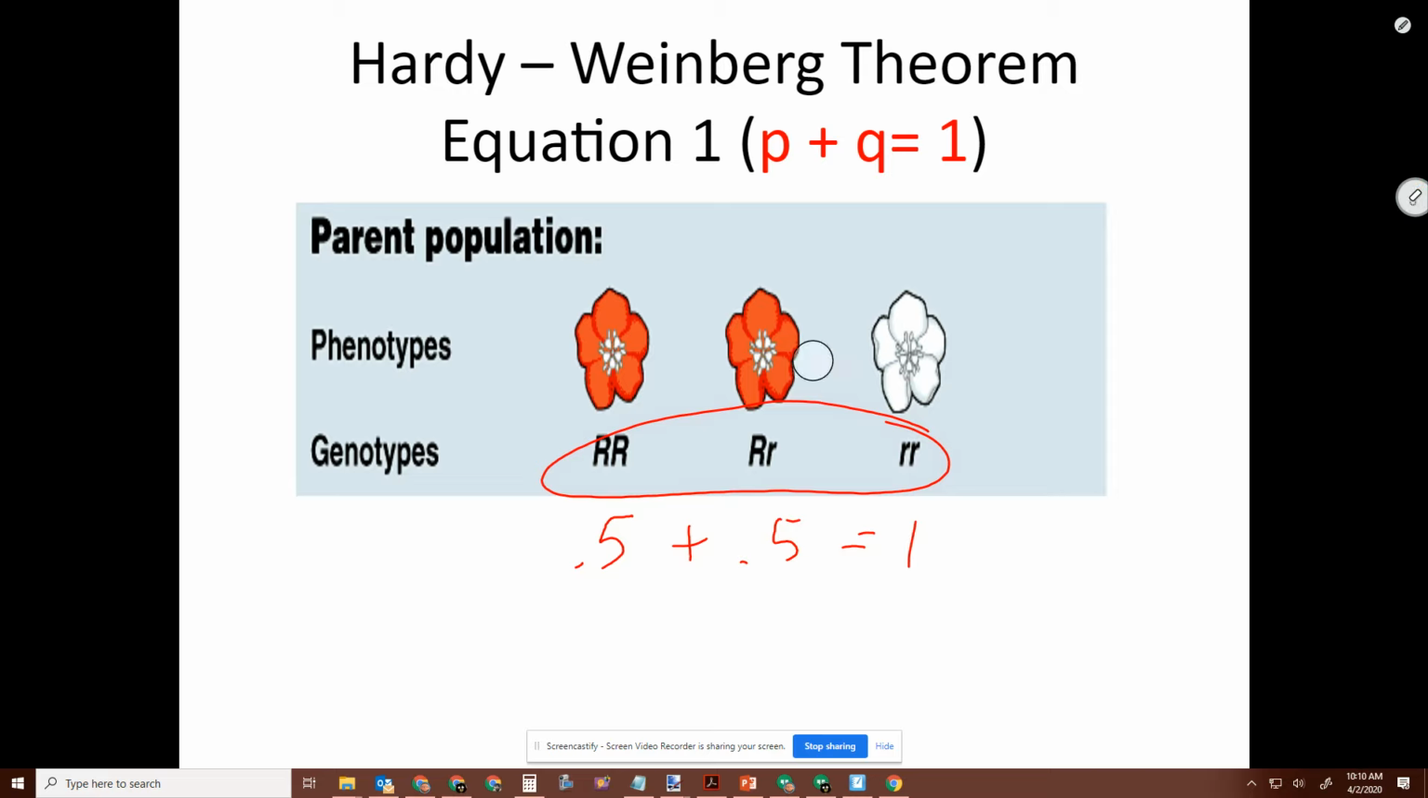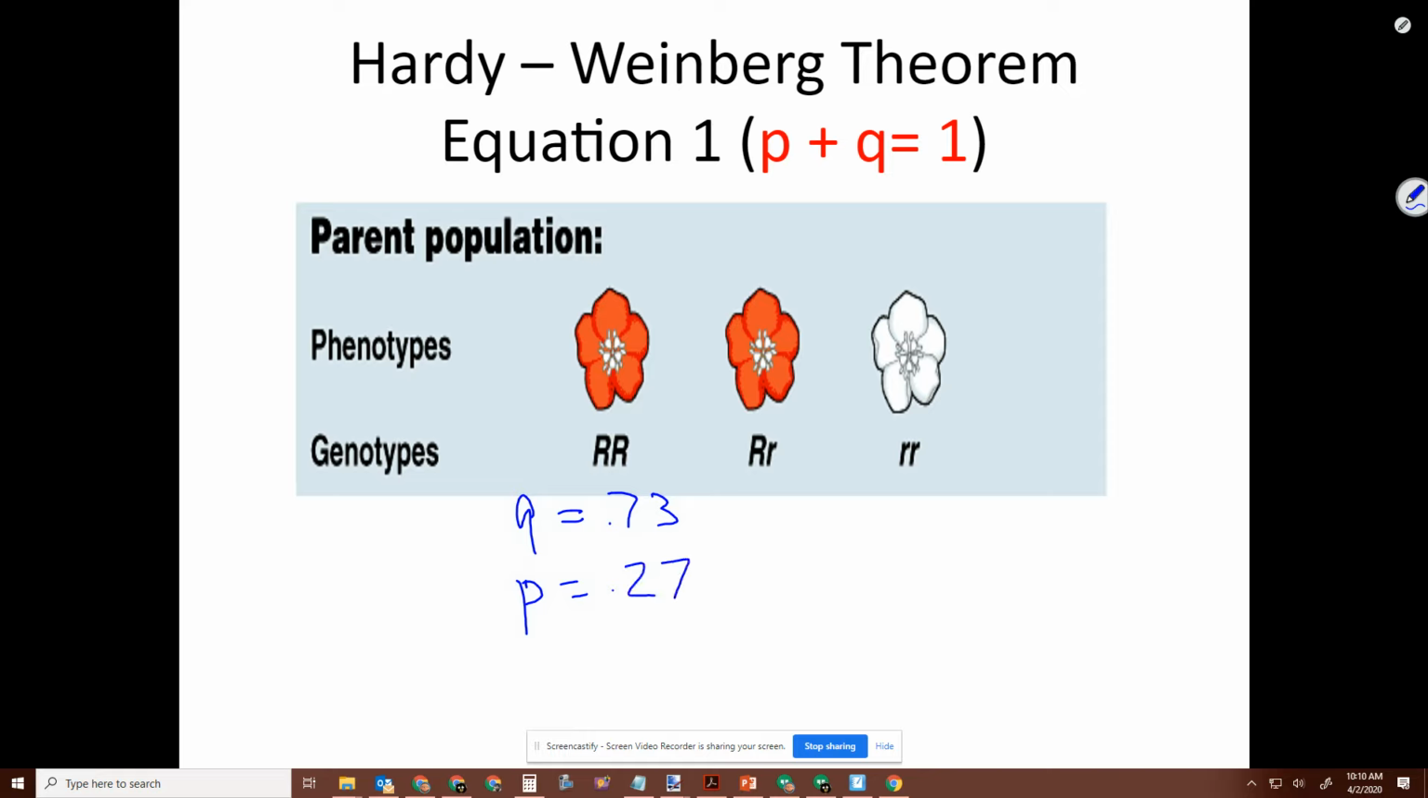Fairly simple. Now, what if you were given something? I mean, this is just Algebra 1, 8th grade math here, but just so we're all clear, say a problem says in a given population, Q equals 0.73. Then you know that P has to equal 0.27, because that's just math. P plus Q equals 1. All right, and as with all equations, you will be given this equation, and you will also be told that P equals dominant alleles and Q equals recessive alleles.